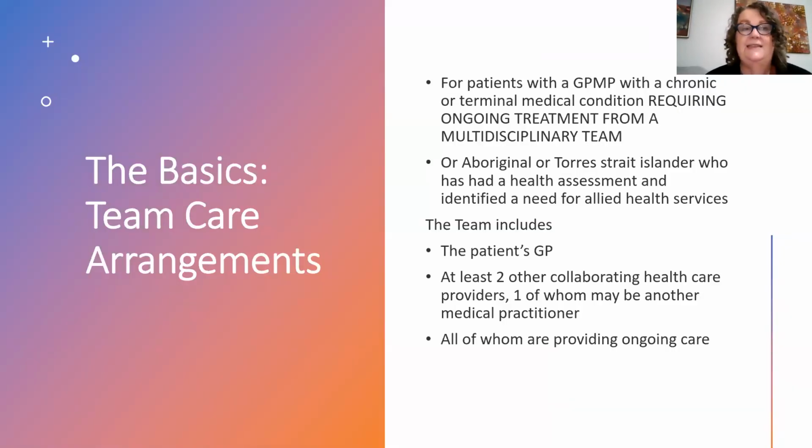So what are the basics with a team care arrangement? They're only for people who have a GP management plan. So those people who have a chronic or terminal medical condition requiring ongoing treatment from a multidisciplinary team. So that's where the team care comes in. Or it can also be for an Aboriginal or Torres Strait Islander who's had an Aboriginal health assessment, and the identified a need for allied health services. That was new to me, and I want to say thank you to my exercise physiology colleague who taught me that when I was doing the health pathway for team care for exercise physiology referrals.